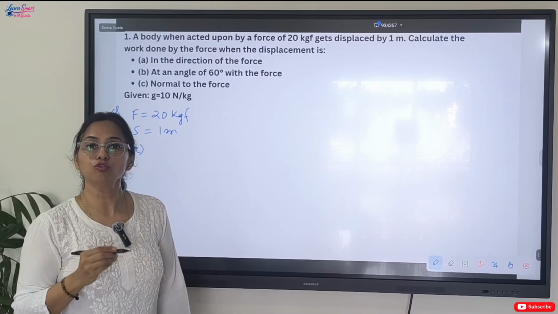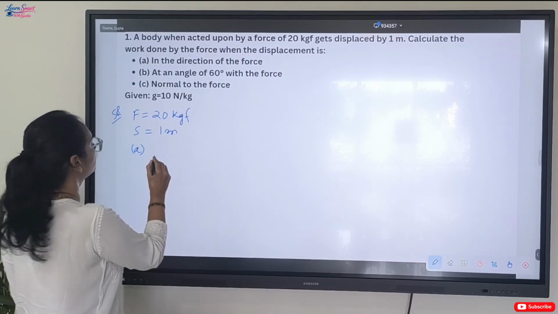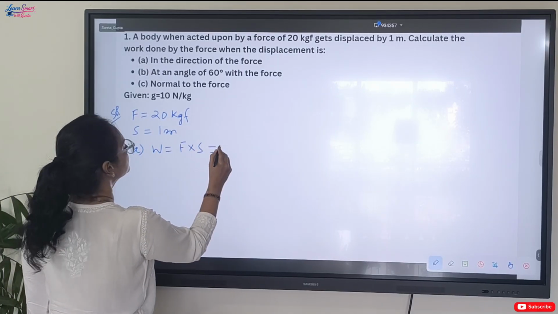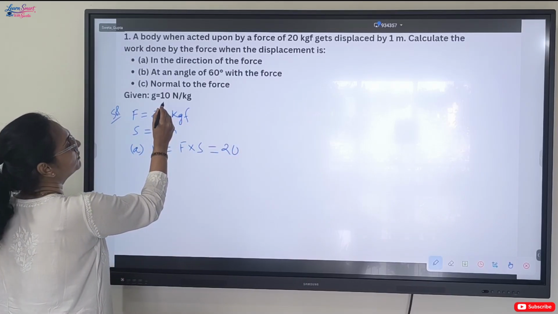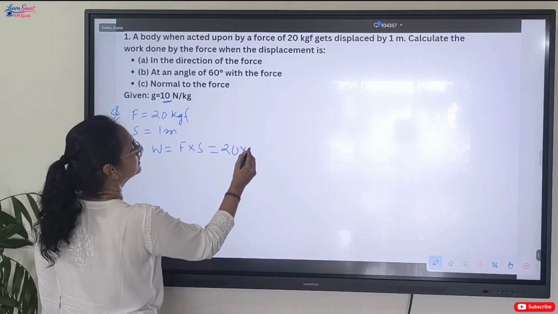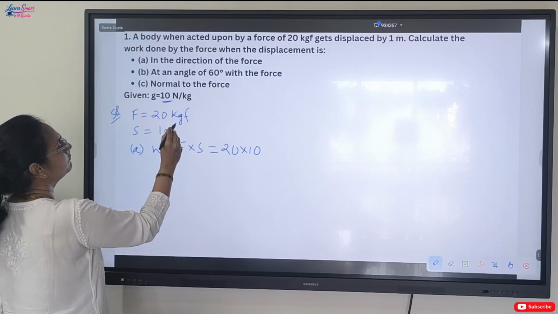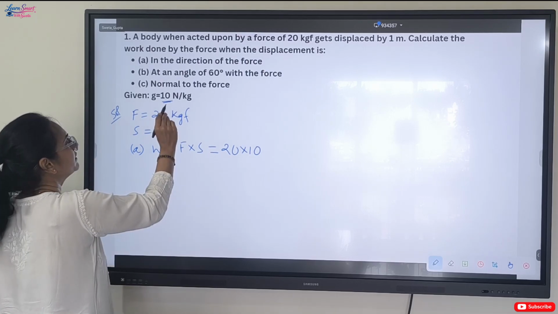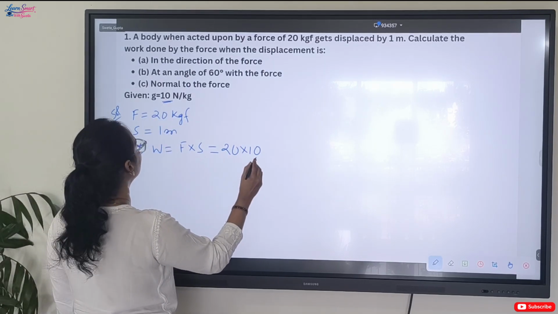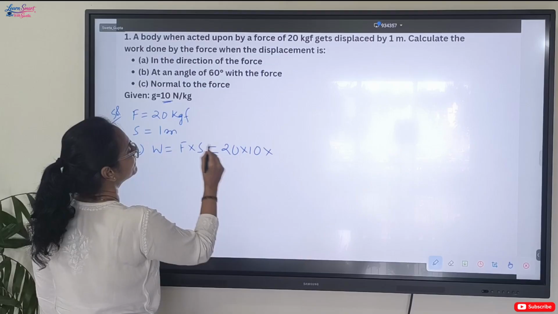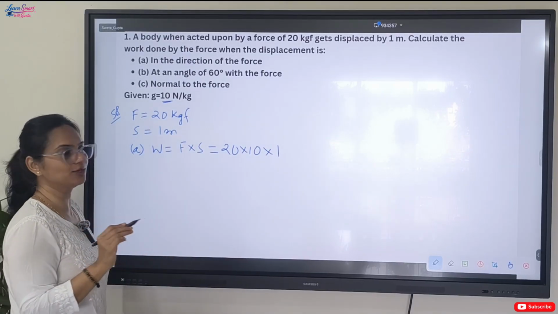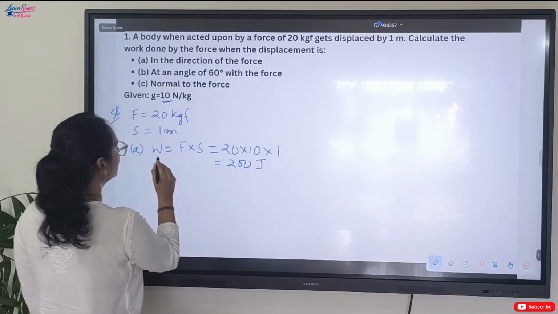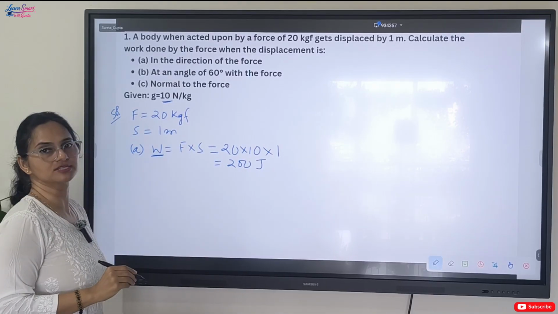So work done is what? Force into displacement and it is in the direction of the force. So W equals to F into S and F is 20 but we will convert it into Newton and multiply it by 10. So when you convert kilogram force to Newton, what you do? You multiply it by whatever the value of g they have given. Here they have given it as 10, so we will take 10. 20 into 10 and into displacement is 1 meter. Everything should be in SI unit. So we are getting how much? We are getting 200 joules. We are calculating work, so it will be joules, right?